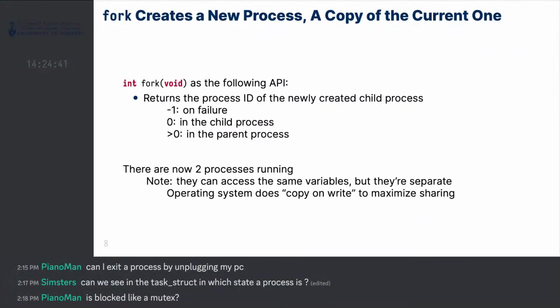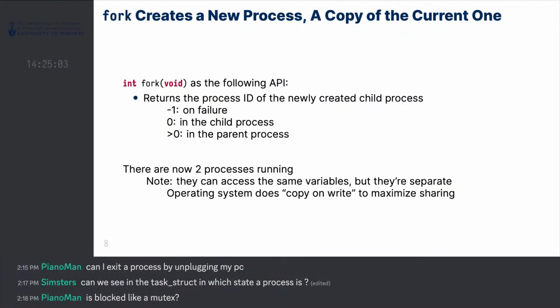If you're not passing anything into this function, how does it know which process to duplicate? The question is, if I'm not passing anything, how does it know which process to duplicate? The answer to that is it duplicates whatever called it. So if you called fork in main, if the first thing you called was fork, it would duplicate that process.